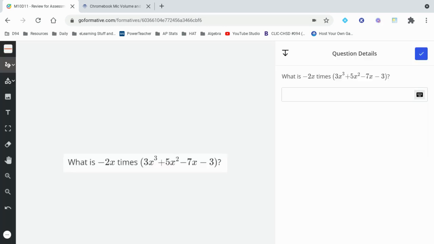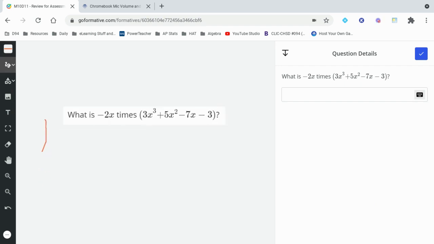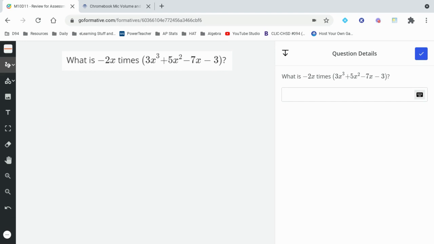All right, number 6, we're going to do some multiplication. So let's get some room here. When we're going to do this, what we're asking here is I've got negative 2x times 3x to the third plus 5x squared minus 7x minus 3. So I'm going to distribute this out to every single term.